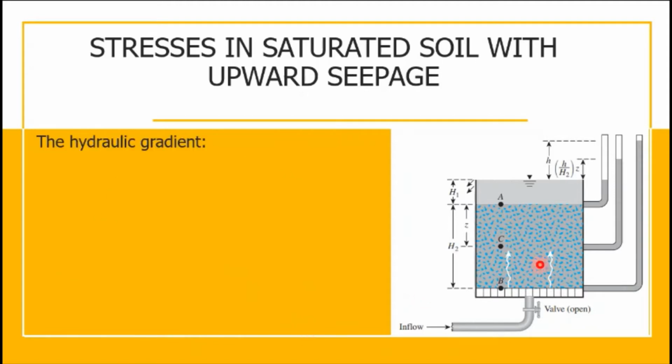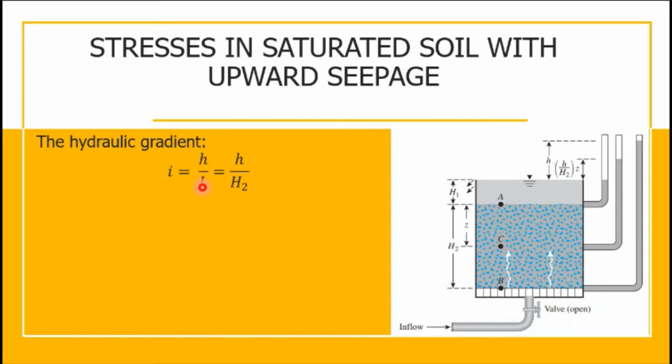So, in order for us to get the effective stress at point C, we need to know the value of this H here, the head loss. We know that the hydraulic gradient is equal to H over L, which is the head loss, or the difference between the two water levels, over the length of the soil.